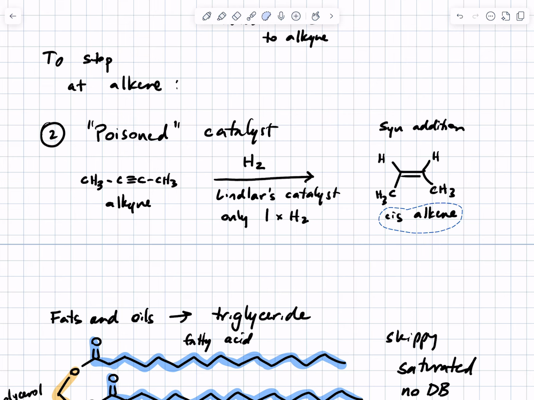Is that just because it's syn addition? Exactly. Yeah, it's just a syn addition. So the hydrogens have to end up on the same side of the original double bond.